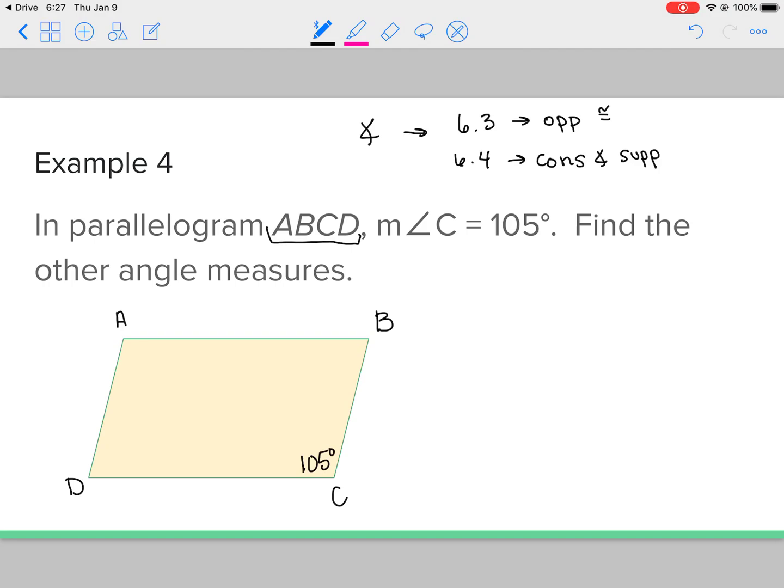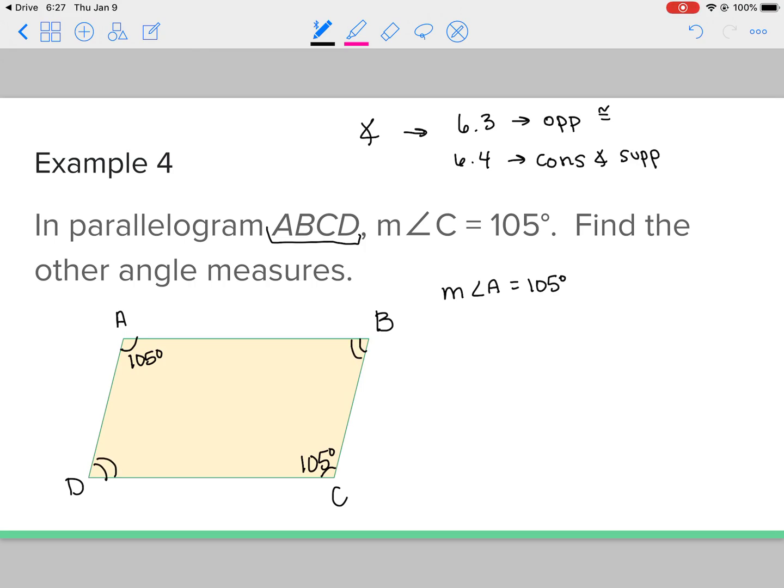So opposite of angle C is going to be angle A. So since angle C was 105 degrees, angle A will also be 105 degrees. So the measure of angle A equals 105. I still need to find angles B and D. So if I can find one of them, then I'll know them both. So these two will be congruent.